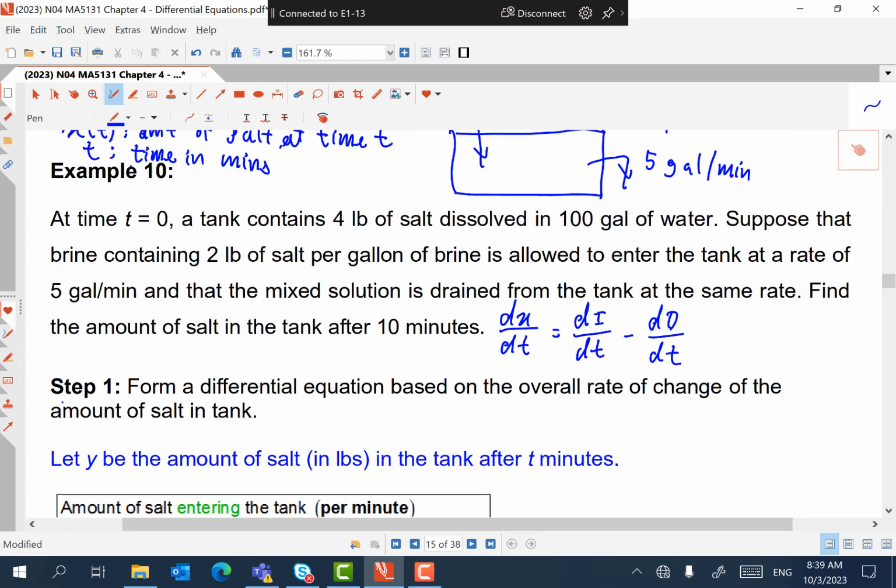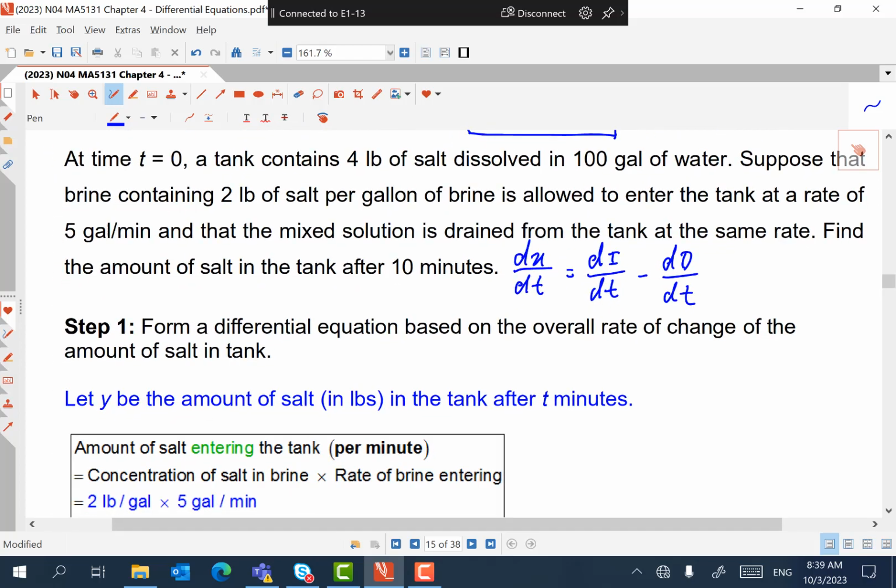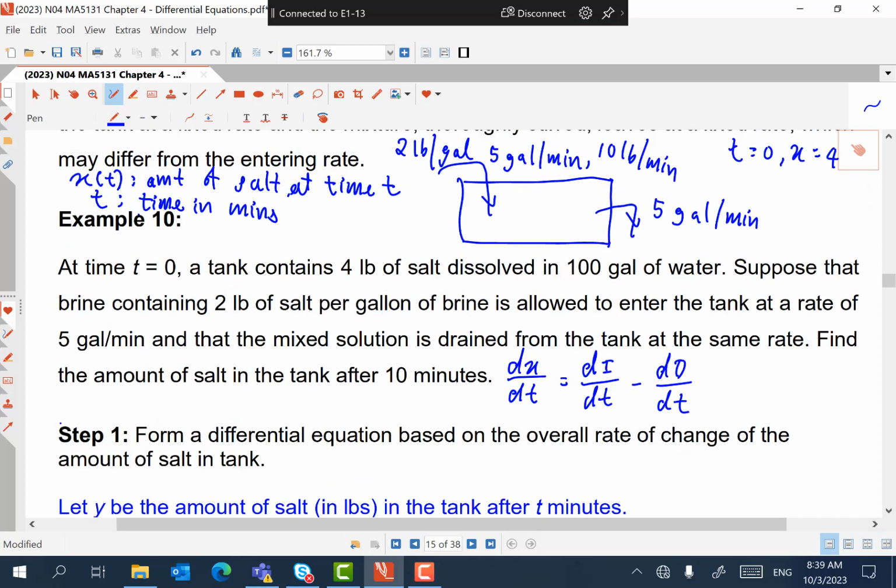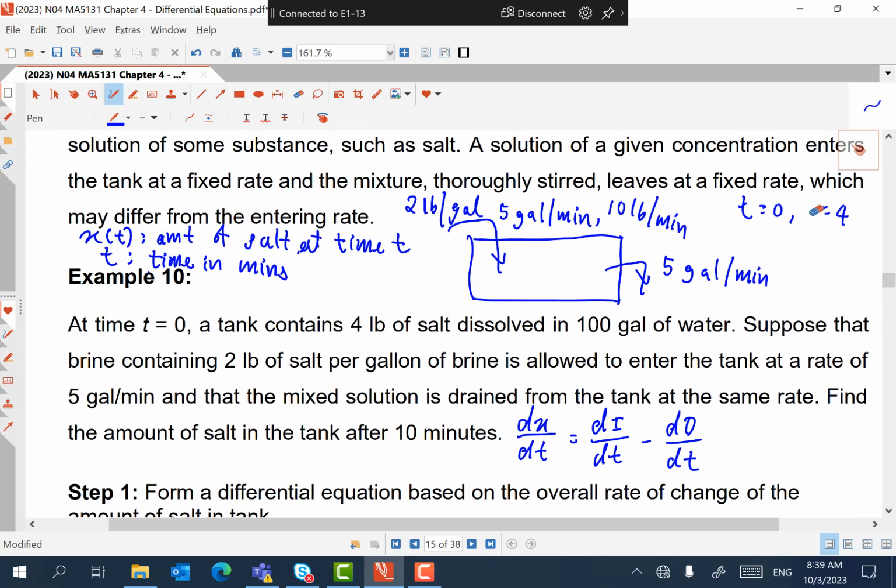Oh, they use y. Sorry, in the scaffolding they use y. So let me change the letter to y just to conform.